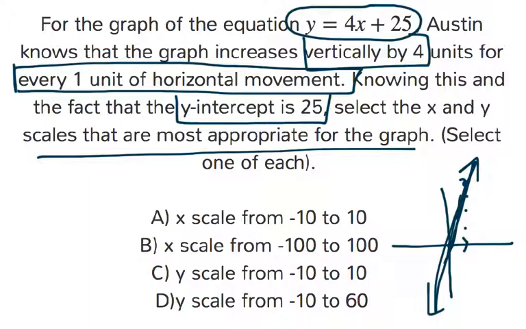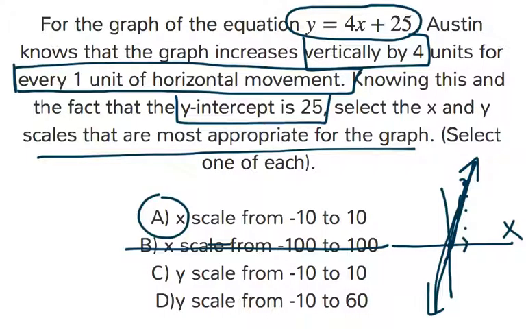A, x scale from negative 10 to 10. Yeah, that would work, because on the x scale here, you don't need it very wide again, so that could be the answer. B, x scale from negative 100 to 100. That would be way too big, and you wouldn't be able to see everything that you want to. It would make the graph very, very small in comparison to the scale.